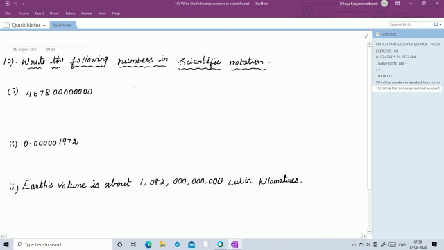Next question, write the following number in scientific notation. Scientific notation has two parts. The first part is a number between 1 and 9, and the second part is the power of 10. So after the first digit, you will keep the point, 4.678. Then count after 4, how many digits you have? 1, 2, 3, 4, 5, 6, 7, 8, 9, 10, 11. So multiply by 10 power 11.